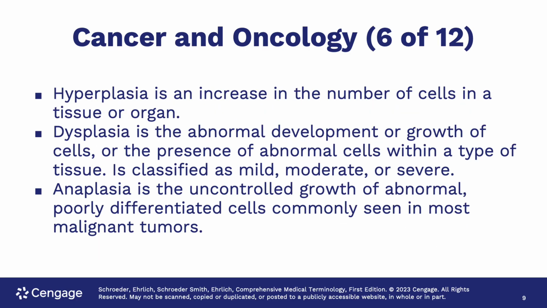And then here's hyperplasia, dysplasia, and anaplasia defined in more detail. Hyperplasia, an increase in the number of cells. Dysplasia is that abnormal growth. And then anaplasia, again, is an uncontrolled growth and poor differentiation, and you see this most often in malignant tumors.